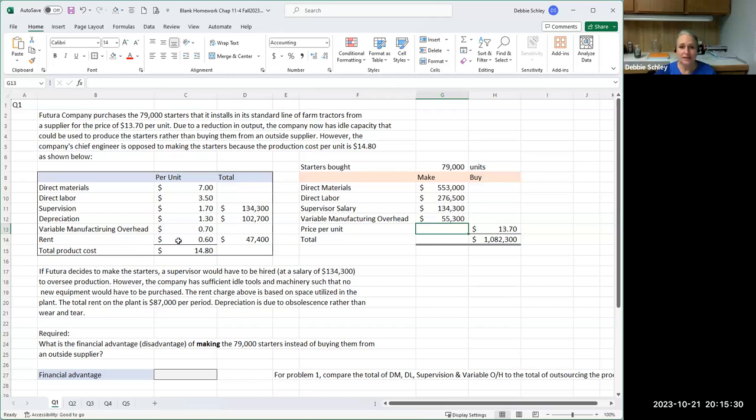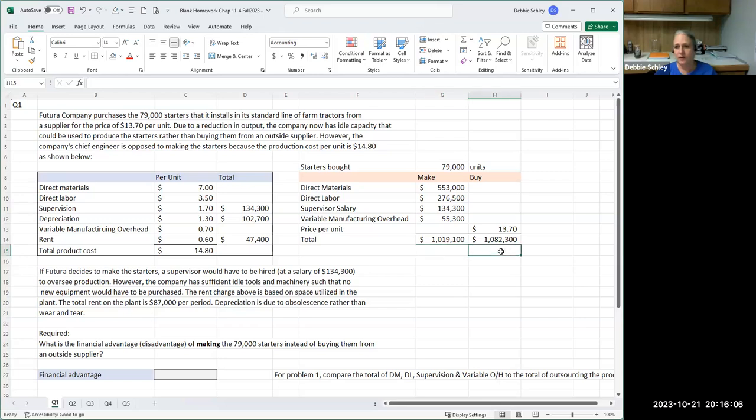We don't need to take into consideration rent or depreciation because they are fixed. They're sunk, as in depreciation's instance. And rent, that's going to happen whether we make or buy. So it's not relevant to this decision. And so our total there is going to be the sum of all of these costs that we just came up with.